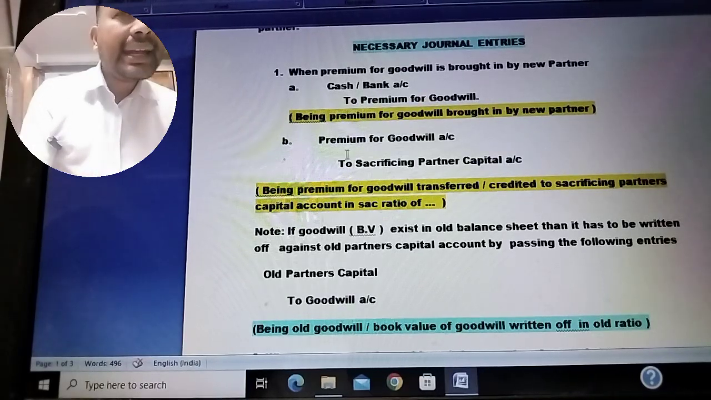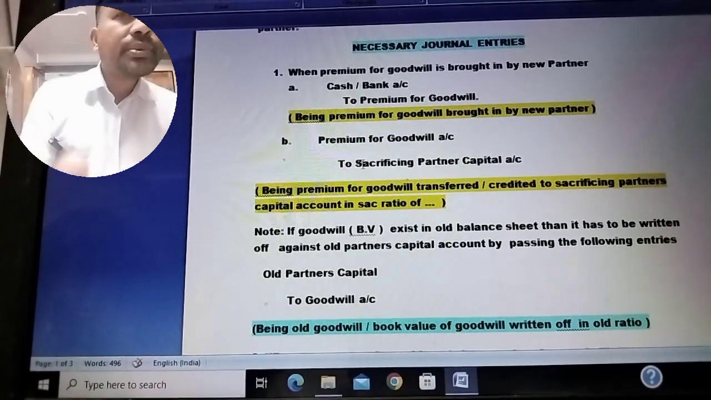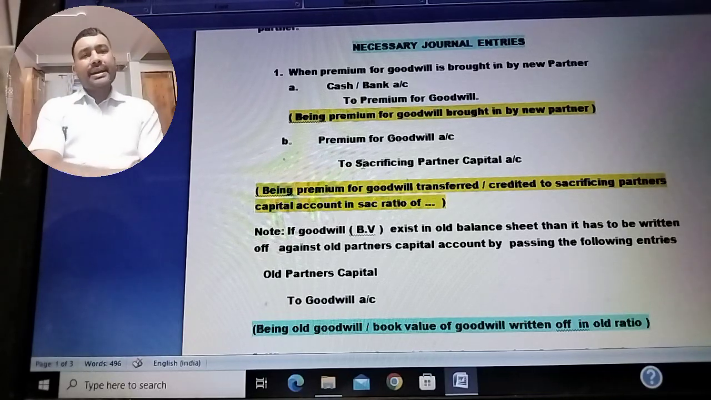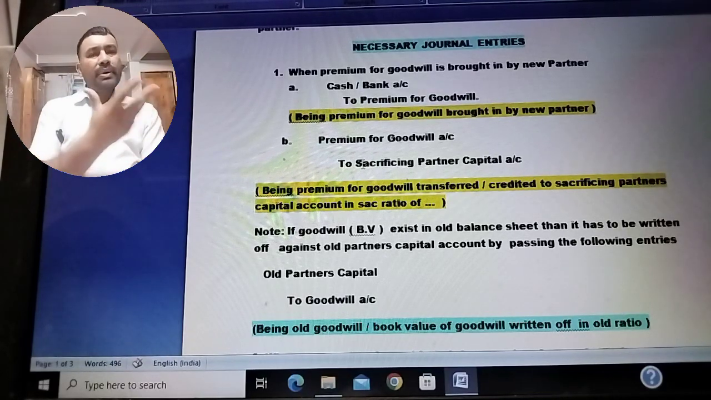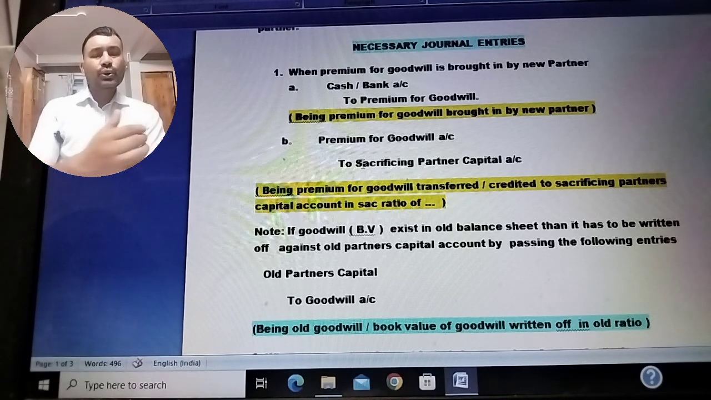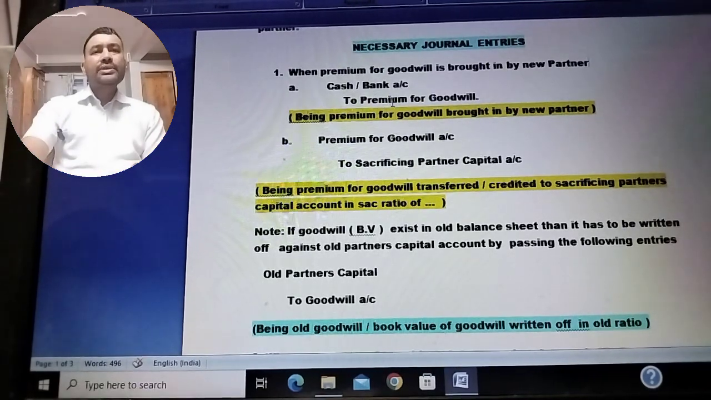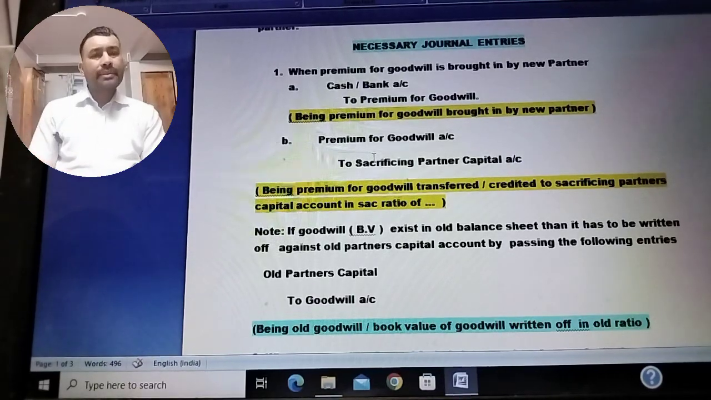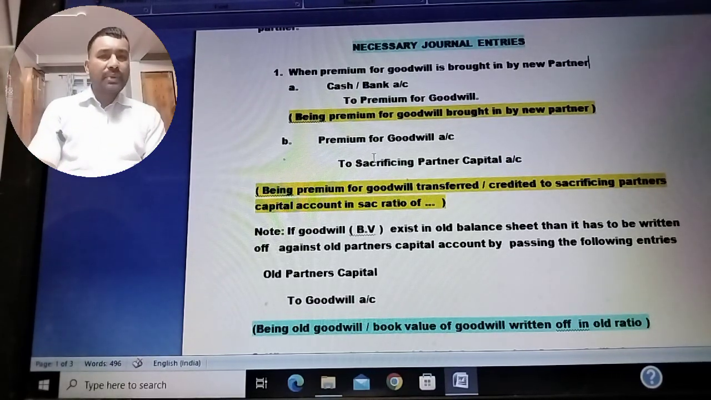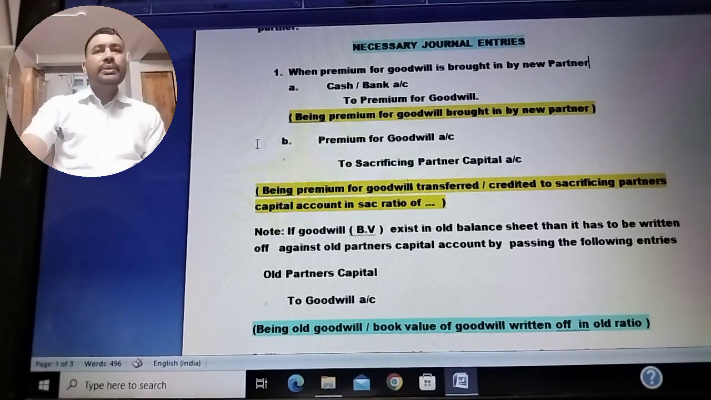Okay, then this premium for goodwill has to be transferred to sacrificing partners' capital, not old, because all old partners are usually sacrificing partners, but in some cases any of the old partners may not sacrifice anything. So this premium for goodwill has to be transferred to sacrificing partners' capital. Suppose X and Y are two partners and Z is a new partner, then the entry will be cash or bank account debit to premium for goodwill.